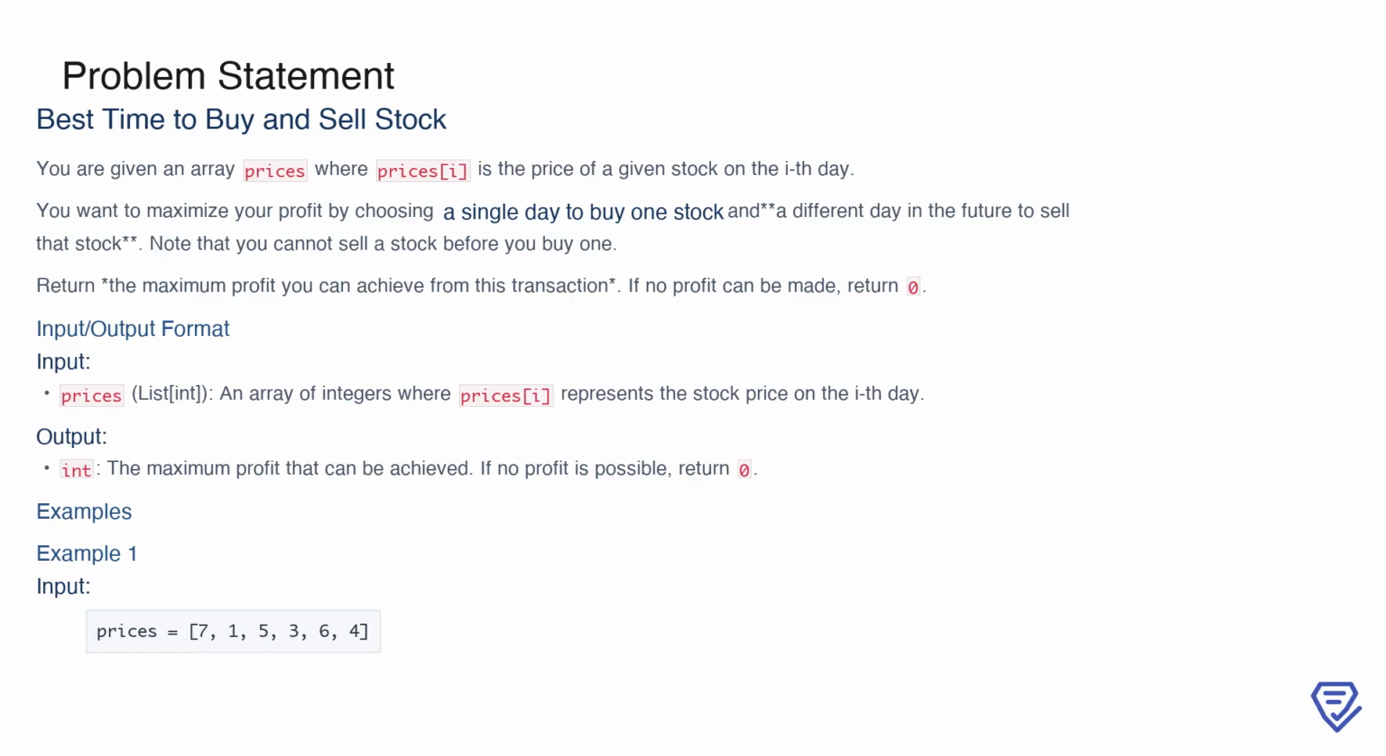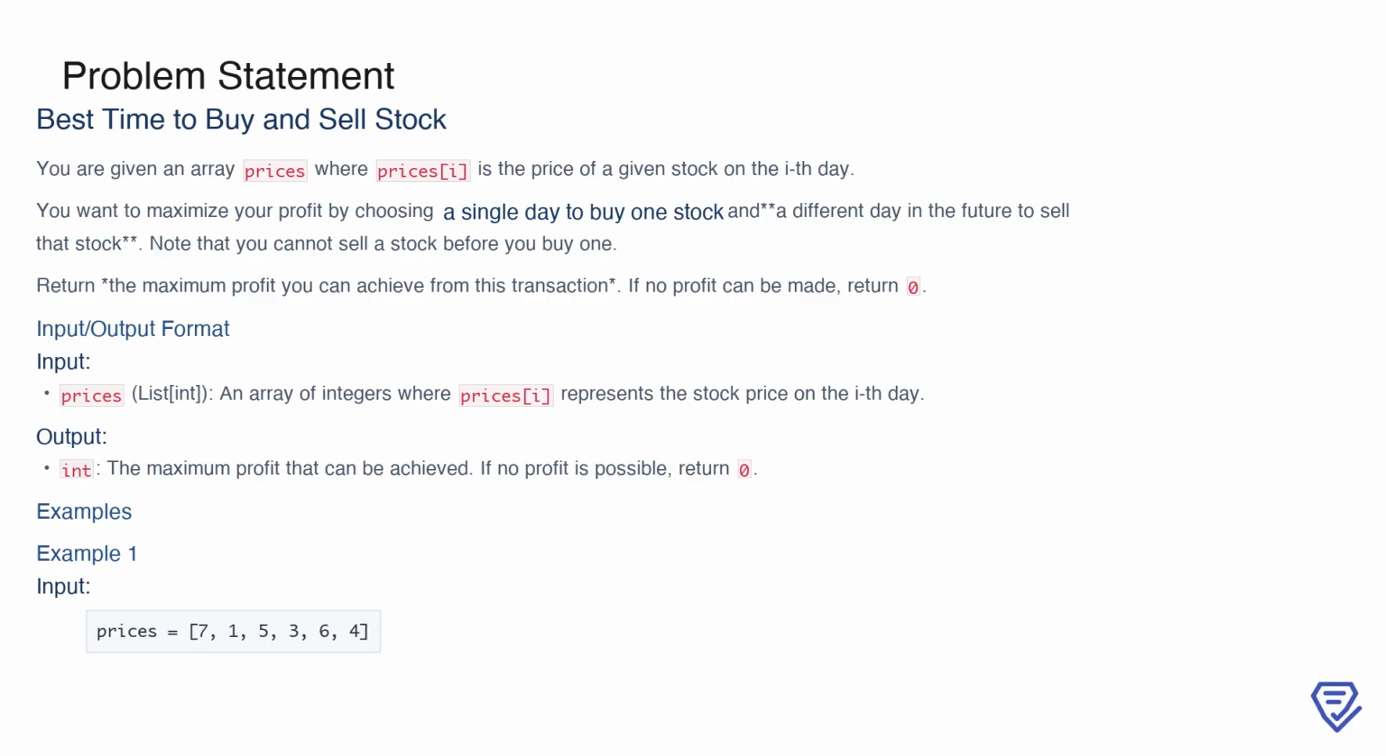In this problem, we are tasked with determining the best time to buy and sell a stock in order to maximize profit. You are provided with an array called prices, where each element represents the stock price on a specific day. The goal is to choose one day to buy the stock and a later day to sell it, ensuring that you adhere to the rule that selling must happen after buying.